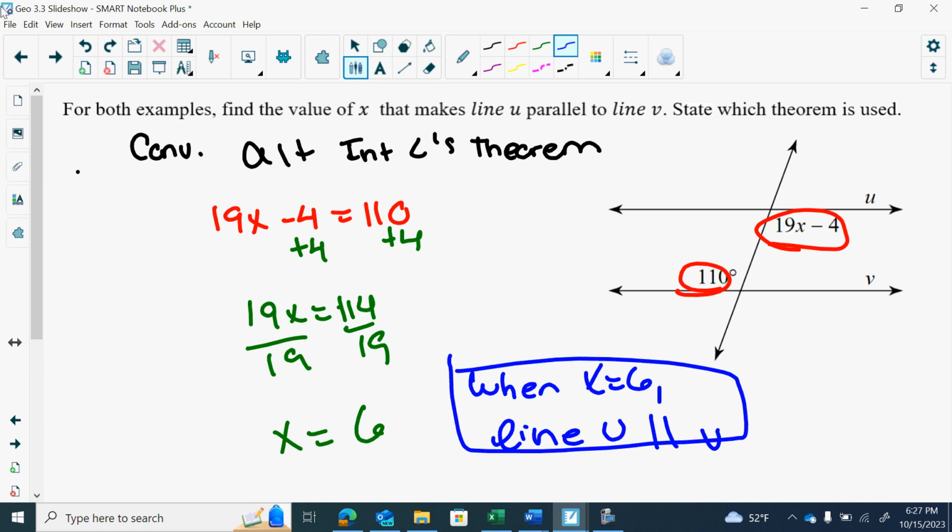Nice thing, this isn't a proof, so we don't need to justify our steps. You can just say, hey, I'm using this theorem, so I can say these two have to be equal.